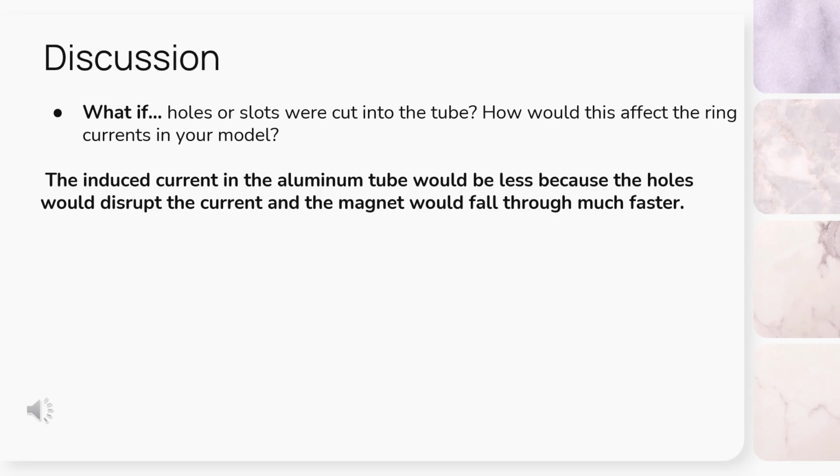What if holes or slots were cut into the tube? How would this affect the ring currents in your model? The induced current in the aluminum tube would be less because the holes would disrupt the current, and the magnet would fall through much faster.